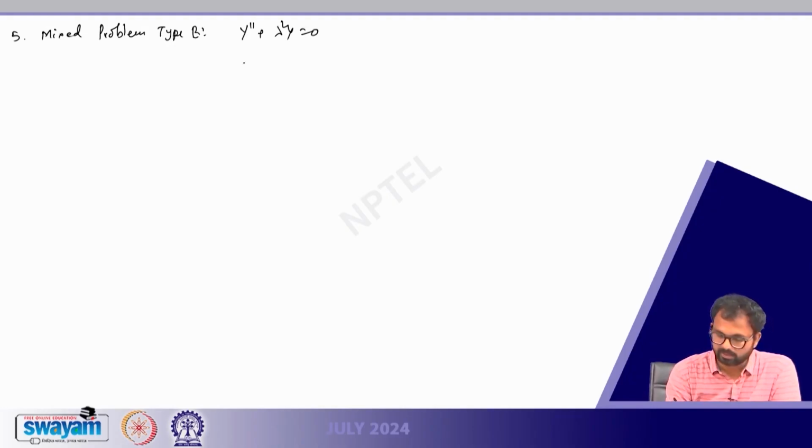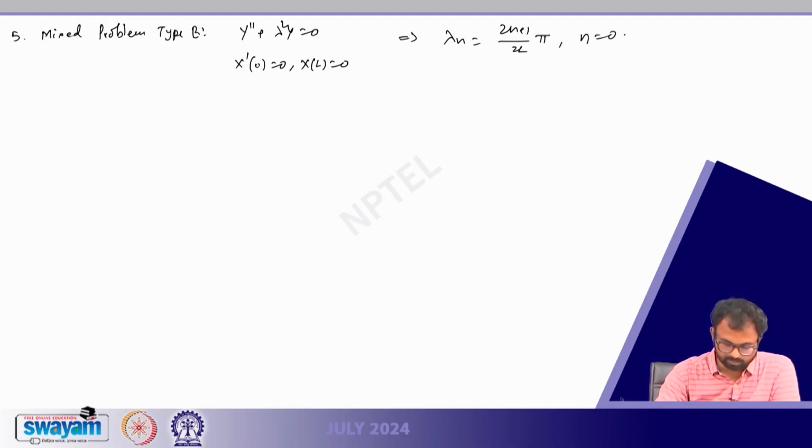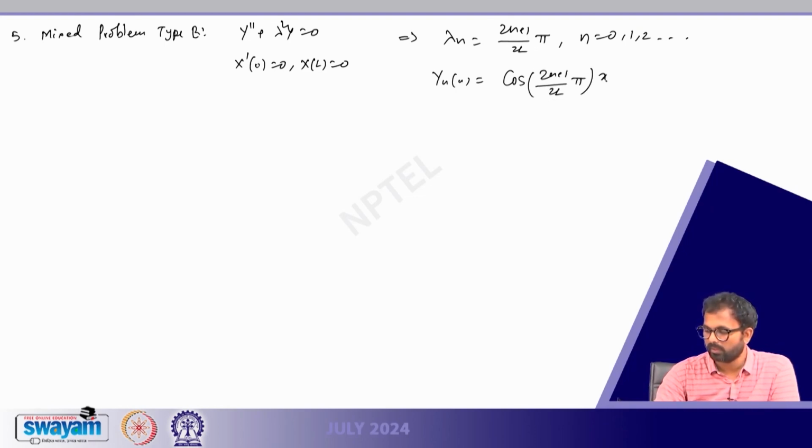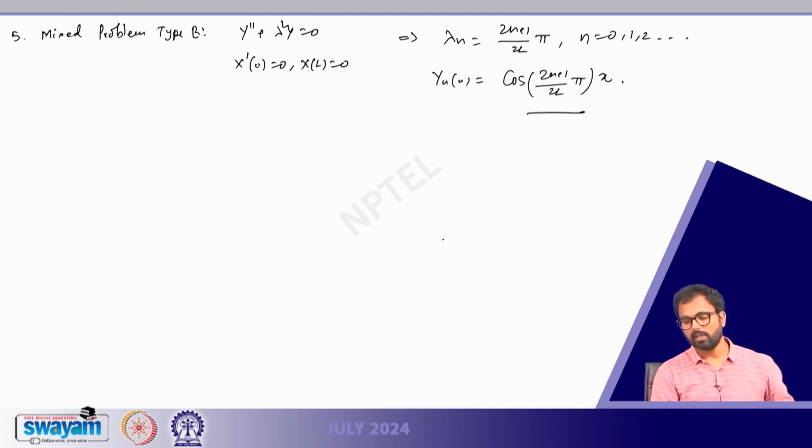The small modification is x dash at 0 is 0 and x at L is also 0. So from here the eigenvalue will be lambda n equals (2n plus 1) by 2L into pi, where n is running from 0, 1, 2, 3 and so on, and y n of x is cos of (2n plus 1) by 2L into pi into x. So this is the required eigenfunction.